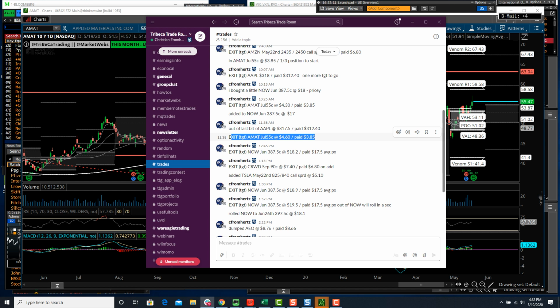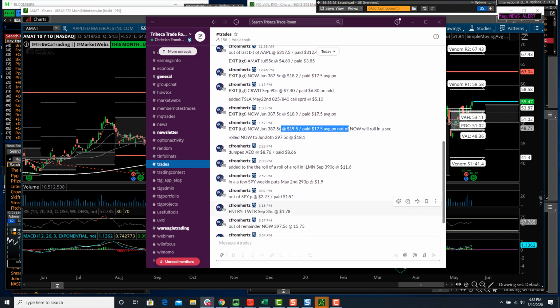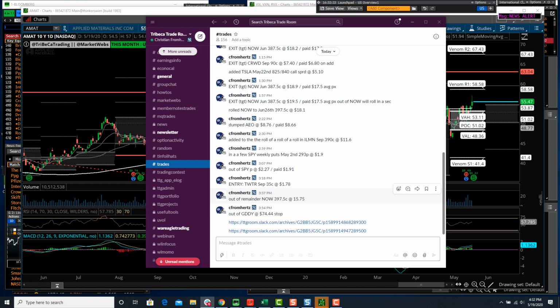Now, same thing with this one, with ServiceNow. All right, I took this off. I kind of legged into it a little bit. Took this off for 1950, paid 1750. I did roll this, and then I dumped it. I added to this, and I started to see the market turn a little bit, and I dumped this at. Sorry, that's this one. Rolled. So I did take a little bit of a loss on the roll, but that's fine.